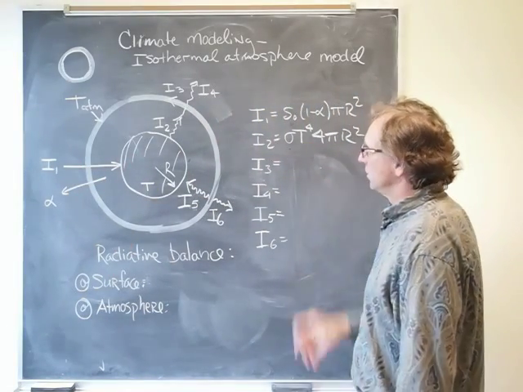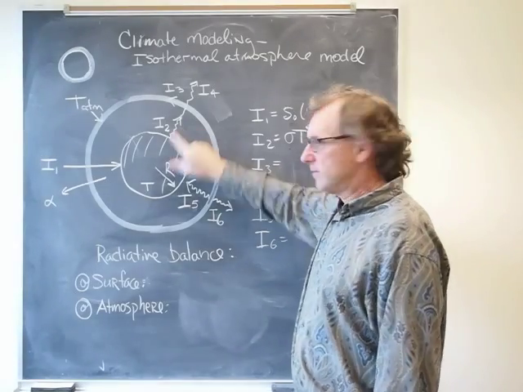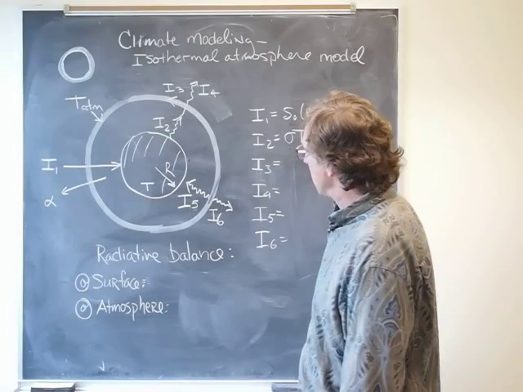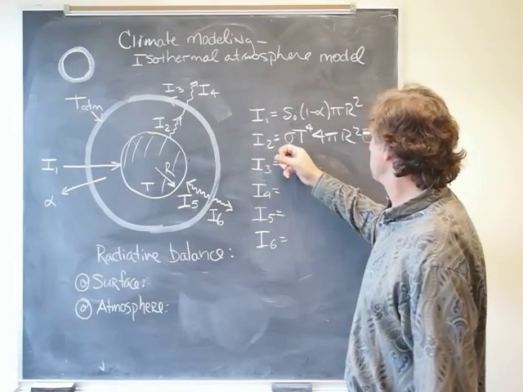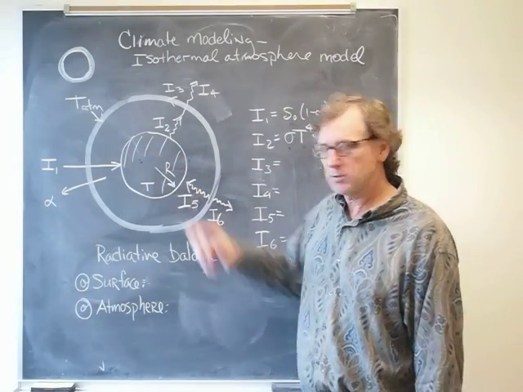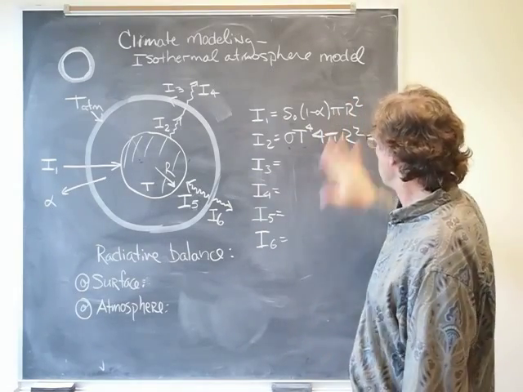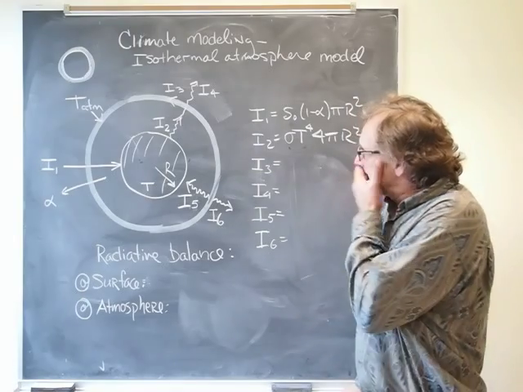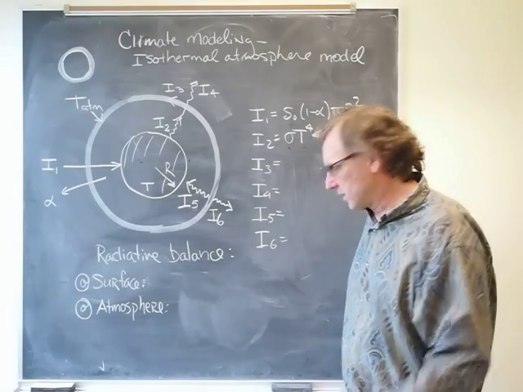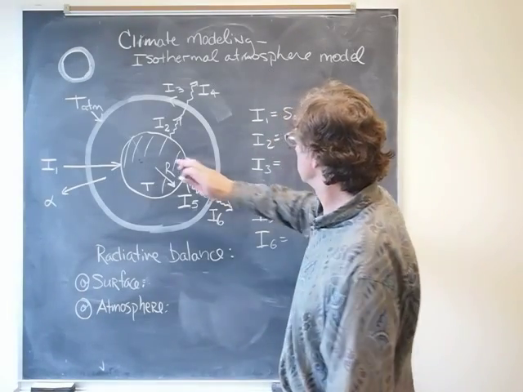How about I2? I2 is the long wave emitted by the planet. And, well, we know what that term looks like too. It's sigma times T to the fourth, where T is the temperature of the planet's surface, times 4 pi r squared, because that's the surface area of the Earth. Now, we have a few more processes that are going on that we need to take into account.